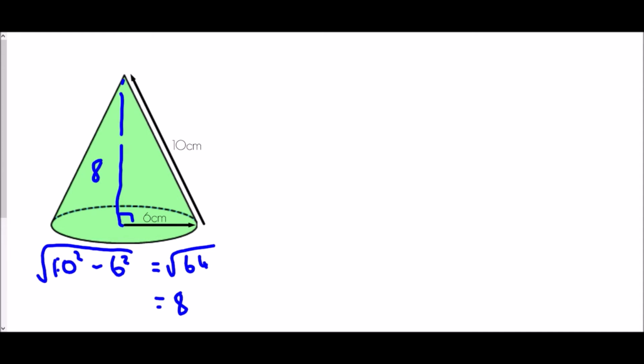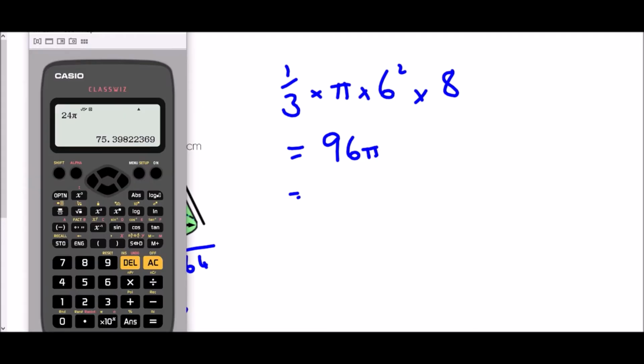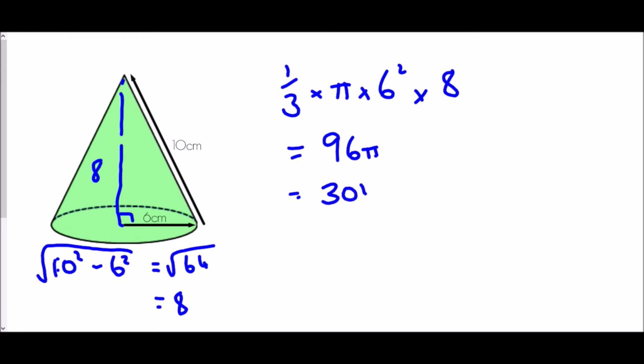So the height here is 8 centimetres, and the volume is given by 1/3 times pi times the radius squared times the height. And so that's 1/3 times 36, so that's 12. 12 times 8 is 96. So that is 96 pi, which if I grab my calculator, I can just type straight in as 96 pi, and that is 301.59 centimetres cubed.